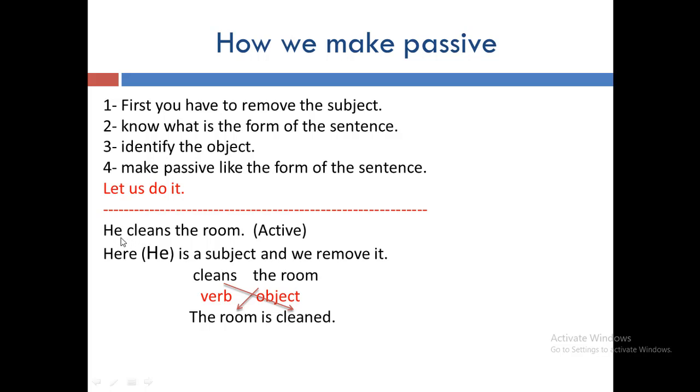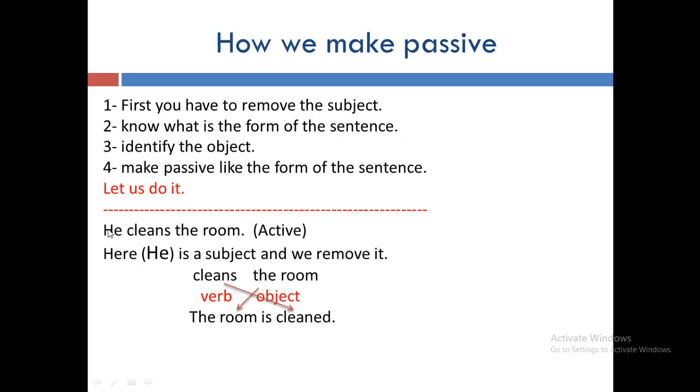So if we are confused between, for example, he and the room, and we don't know which one is the subject or which one is the object, just focus on this. Who cleans the room? Or the room is cleaned by who? By he. So you know the he is a subject and the room is an object.